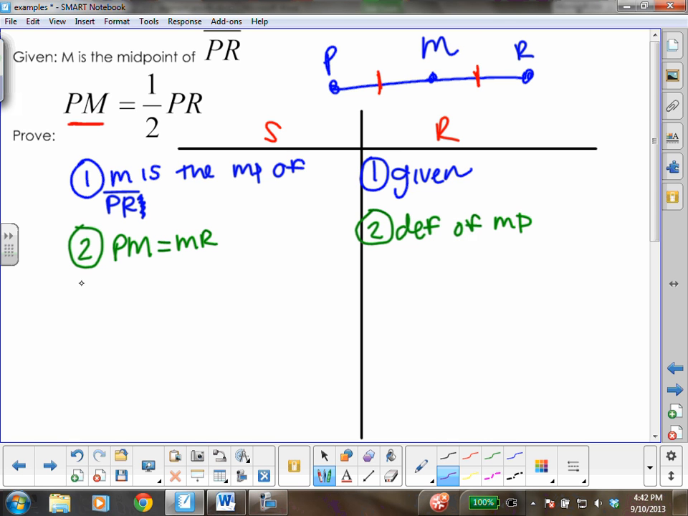I'm going to say that PM plus MR has to equal PR. That's the segment addition postulate.